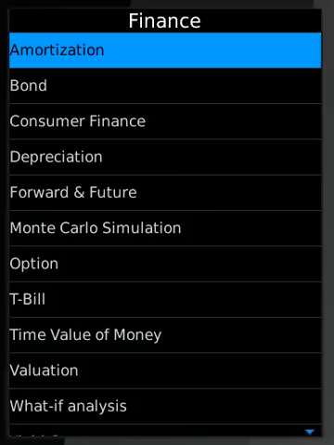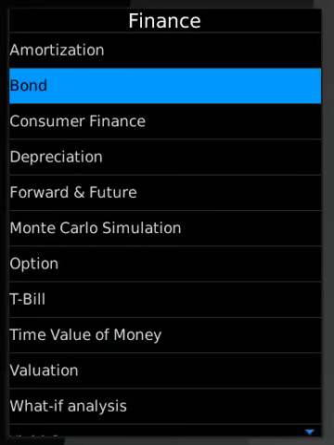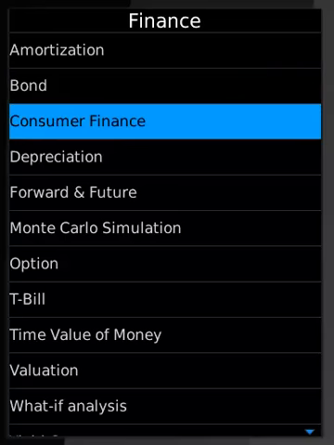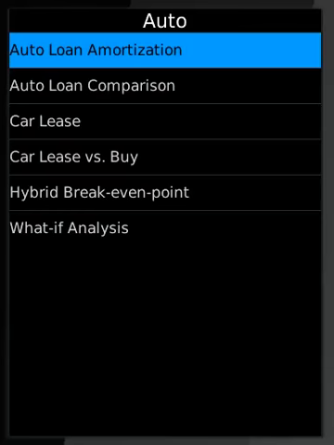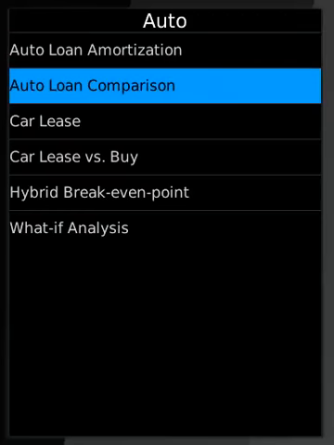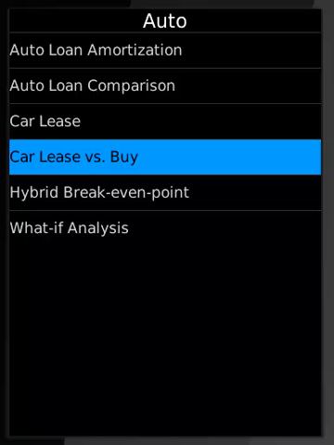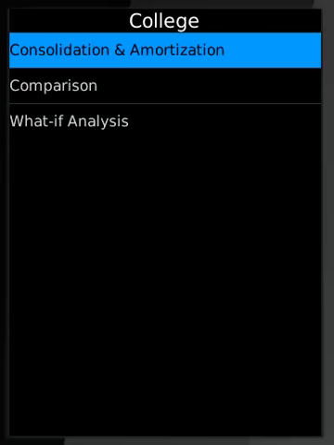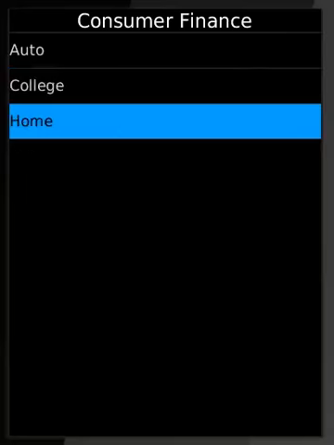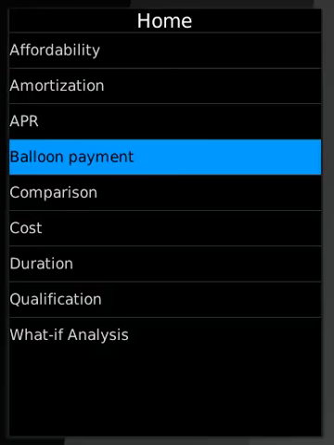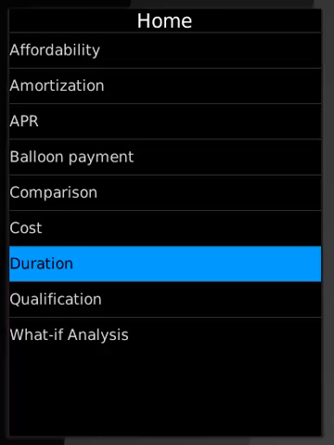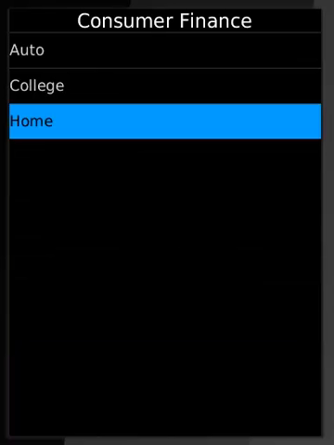In finance, this application covers amortization. It covers a straight bond and convertible bond, consumer finance, in which it covers auto, college, and home. Within auto, it covers amortization, comparison, lease versus buy, hybrid break-even point, what-if analysis. Within college, it covers consolidation and amortization, comparison, what-if analysis. Within home, it covers affordability, amortization, APR, balloon payment, comparison, cost, duration, qualification, and what-if analysis.